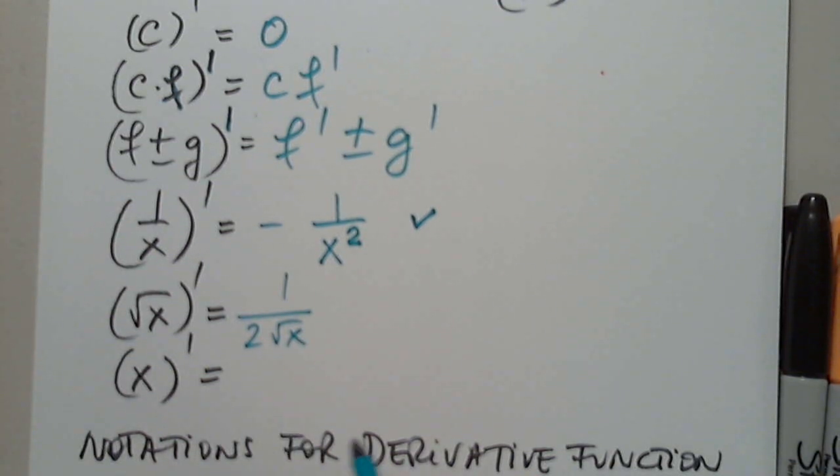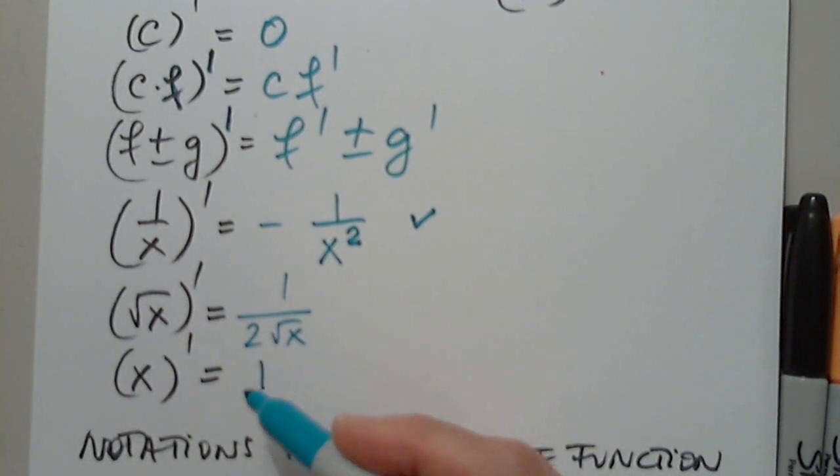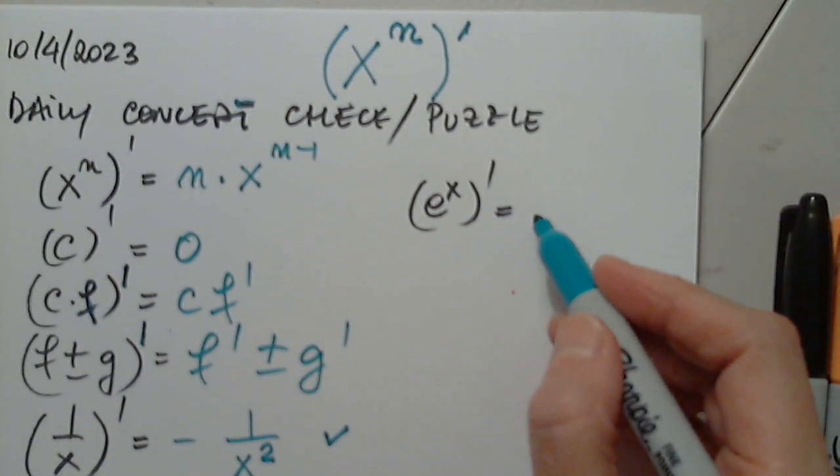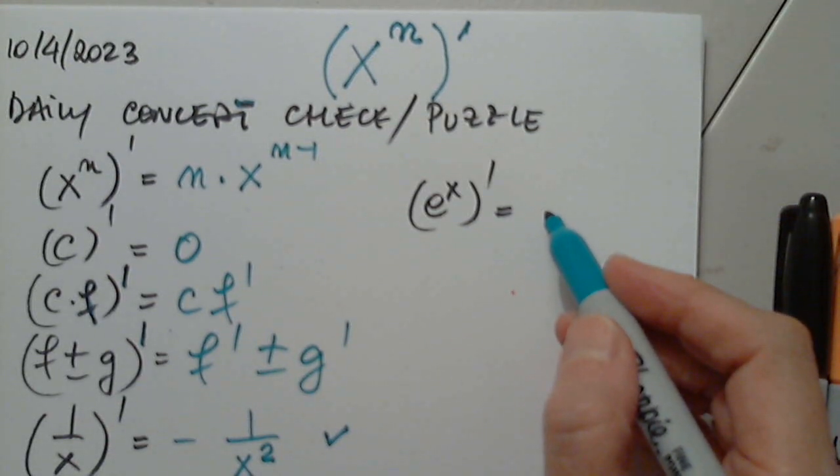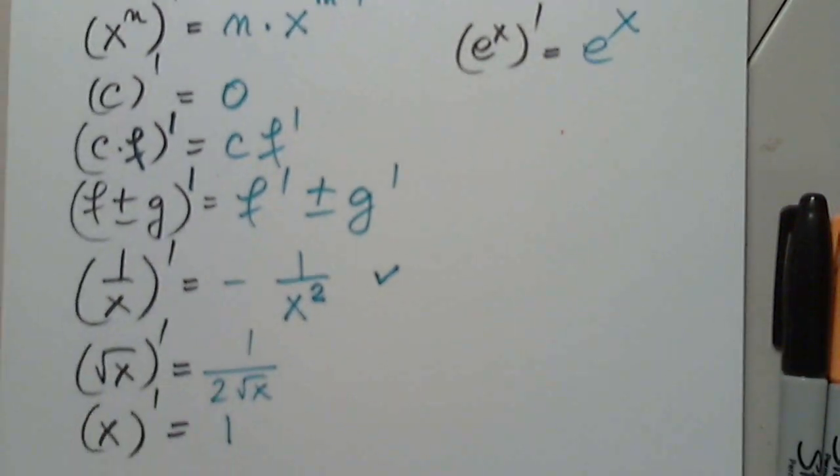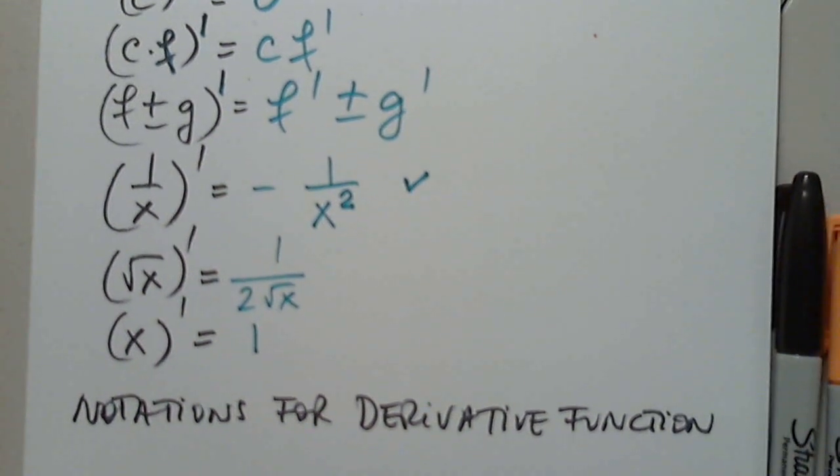It's the slope of X. We should not even think of this. This should come in immediately, instantaneously to us. 1. Perfect. E to the X prime. E to the X. Excellent. Very good.